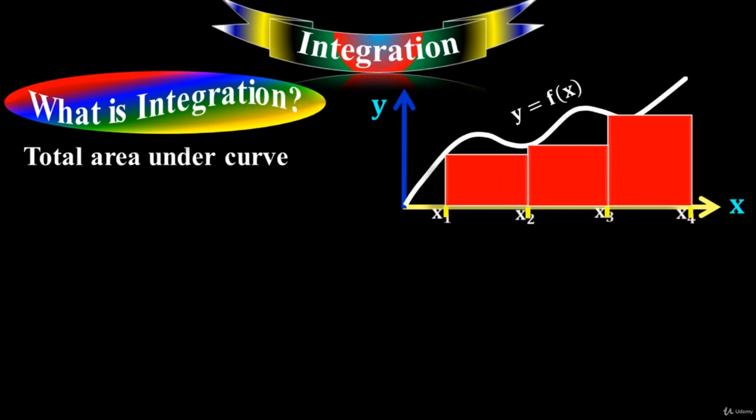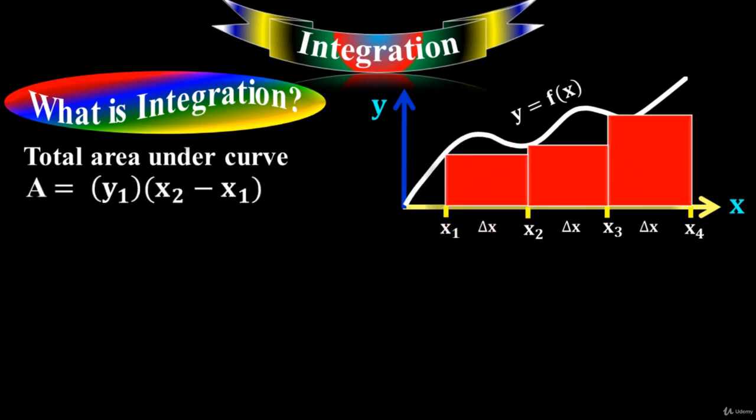These are the points x1, x2, x3, x4. This is the width for the first rectangle, and it is the height; width and height for the second rectangle; width and height for the third rectangle. Let's take the first rectangle. The area for the first rectangle is height times width. Our width is x2 minus x1, which is our delta x. This is our width.